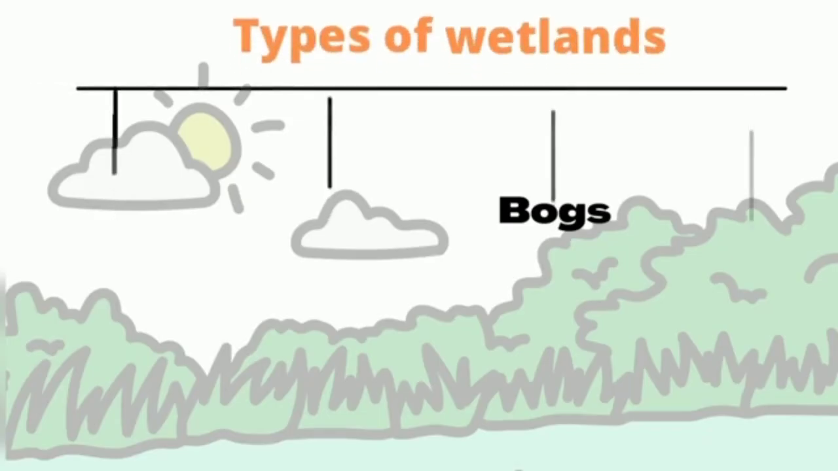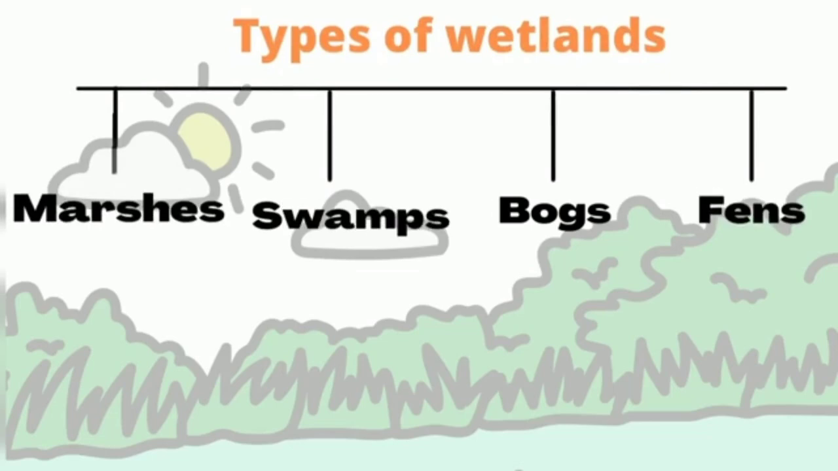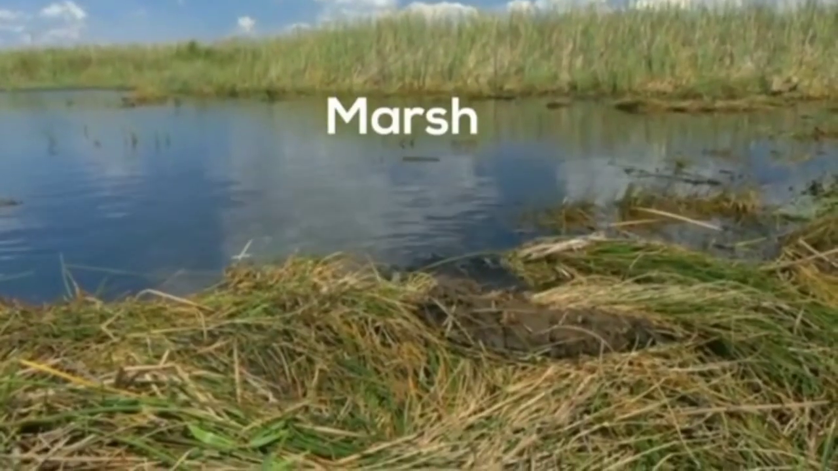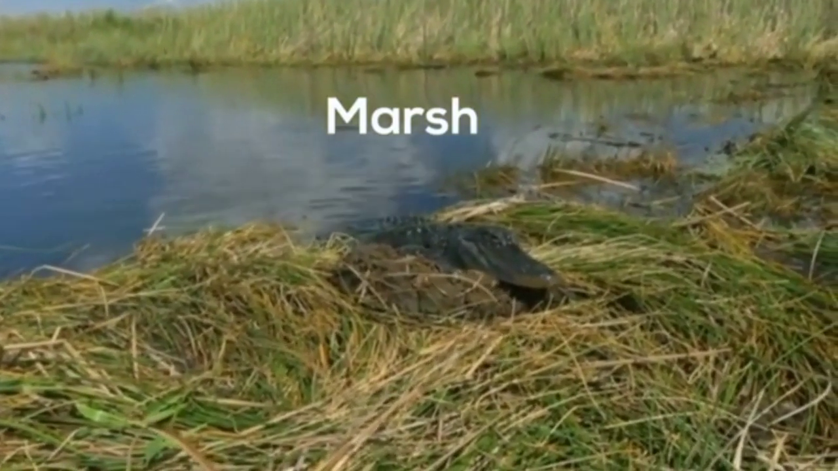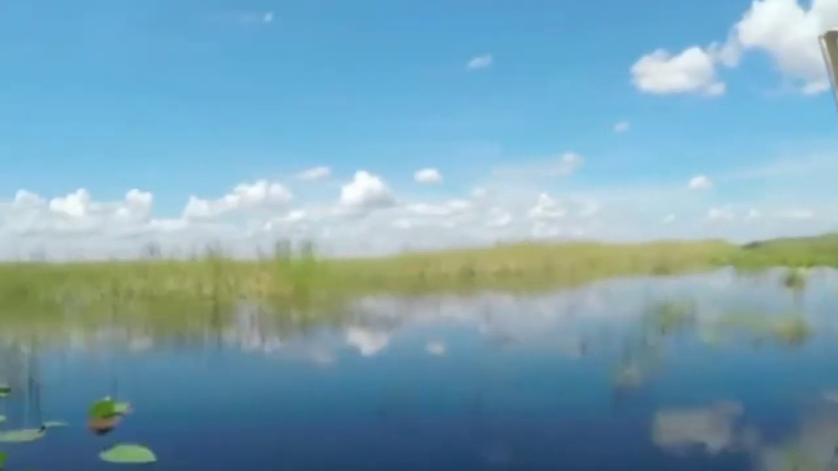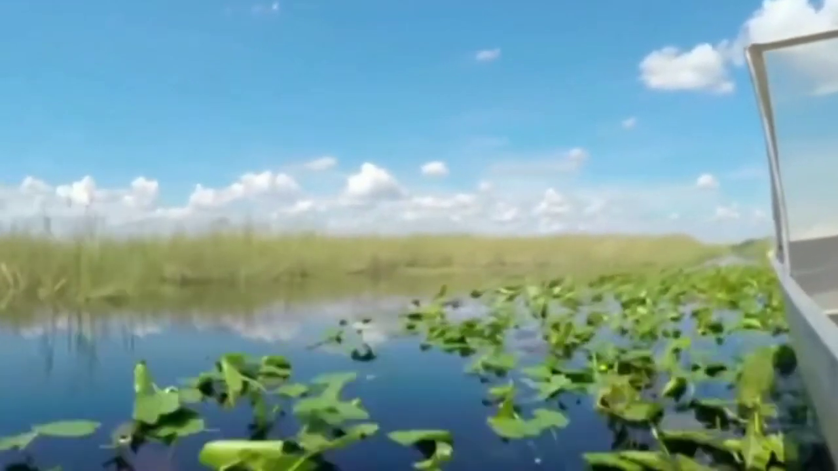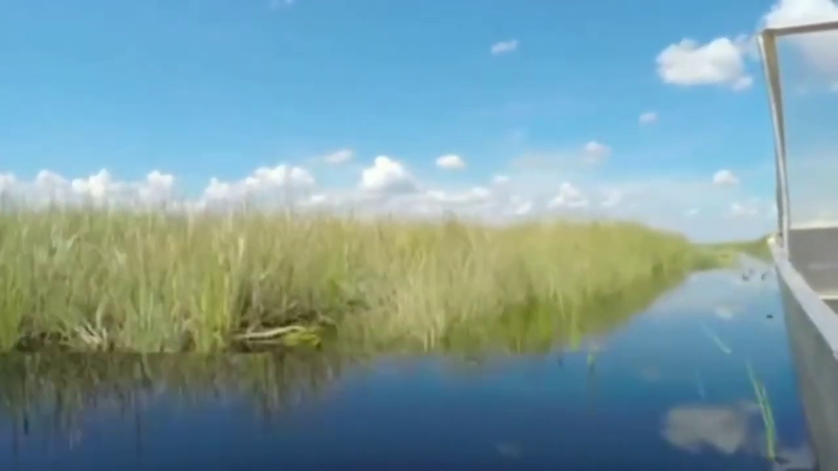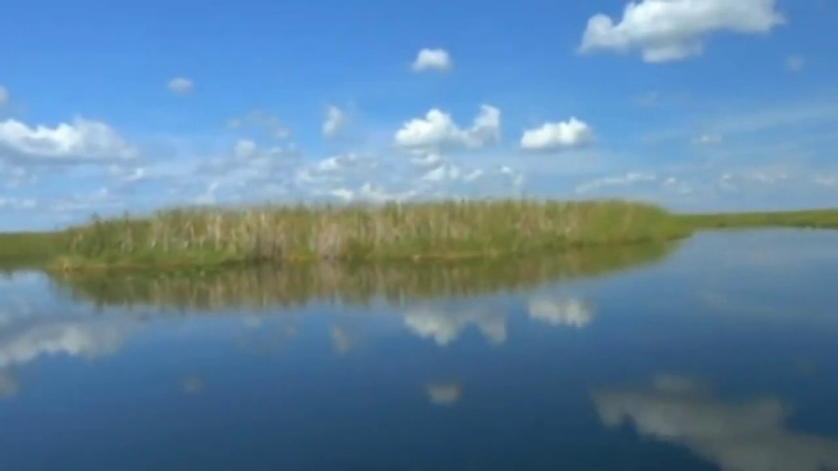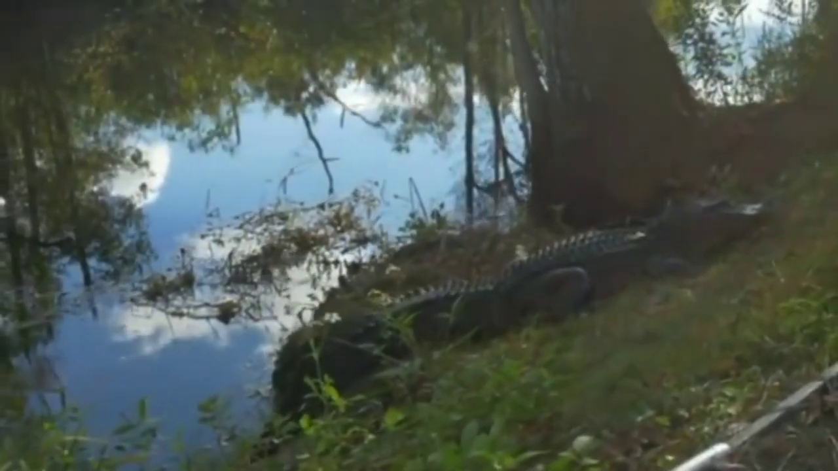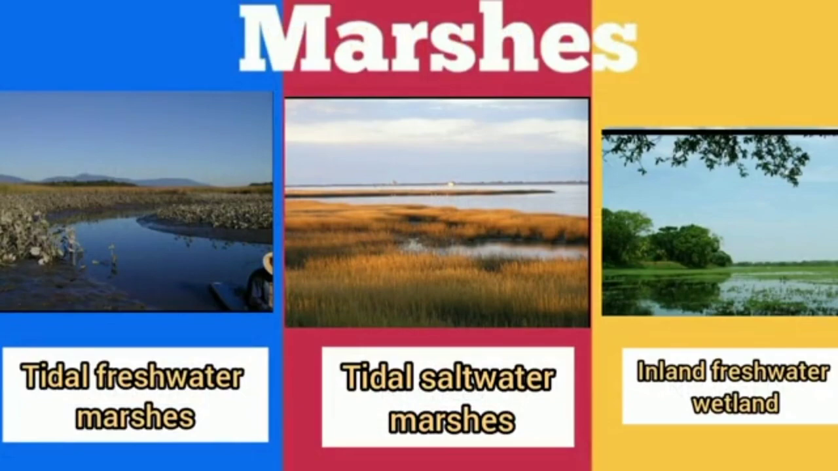Types of wetlands: marshes, swamps, bogs, fens. A marsh is a type of wetland, an area of land where water covers the ground for long periods of time. Unlike swamps, which are dominated by trees, marshes are usually treeless and dominated by grasses and other herbaceous plants. Types of marsh wetlands: tidal saltwater marshes and tidal freshwater marshes.